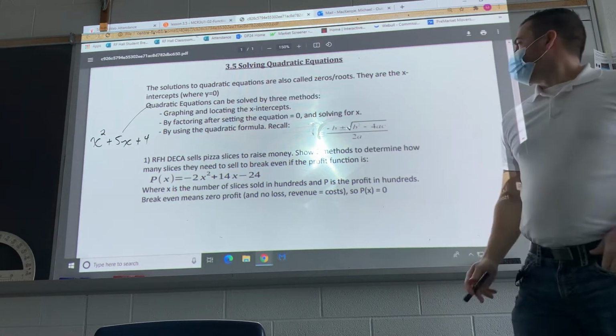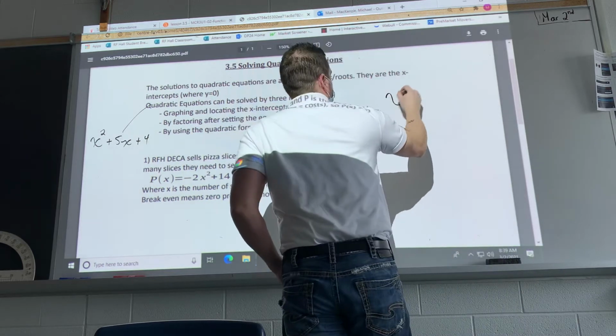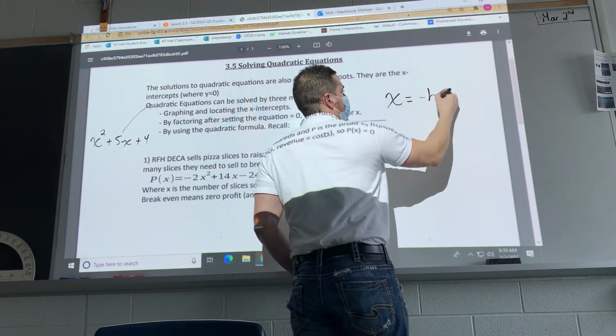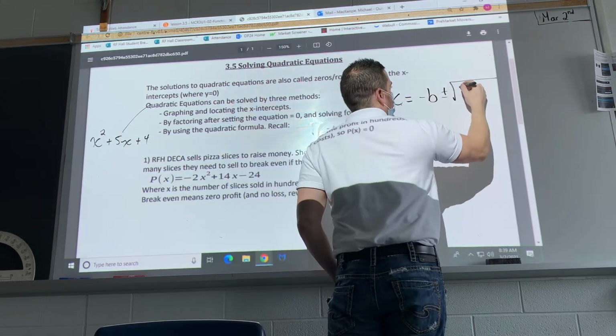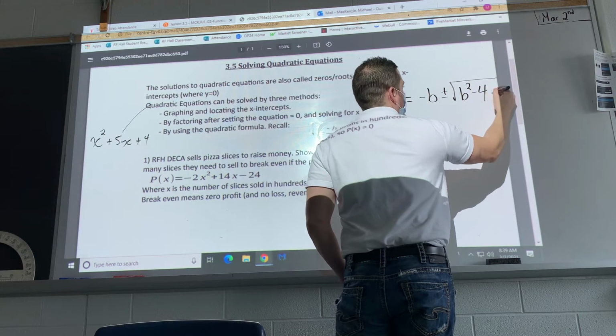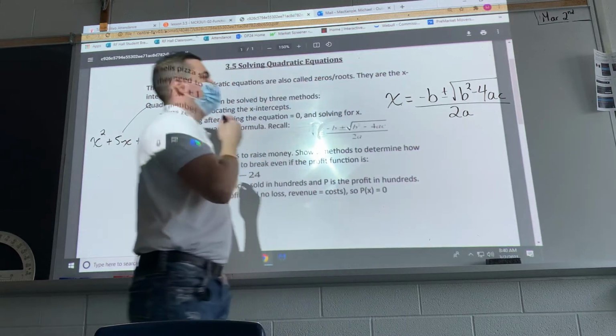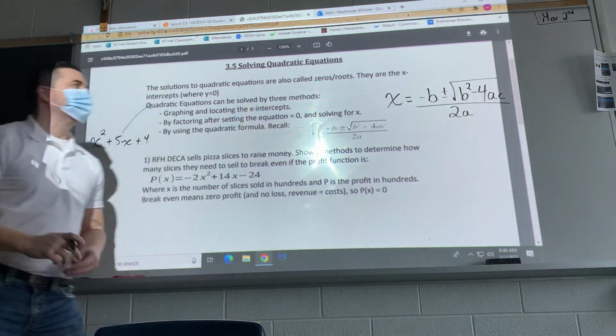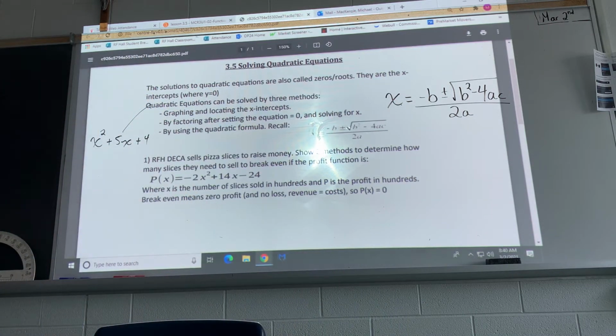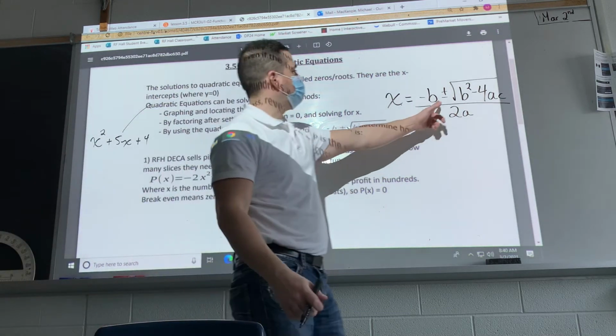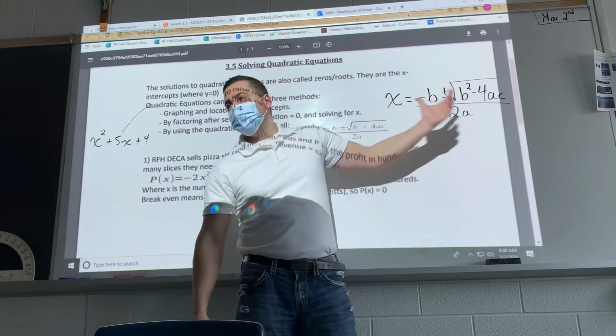Just a reminder, the quadratic formula is negative b plus or minus the square root of b squared minus 4ac, over 2a, for those who can see this here. Remember, when we plug it in and we square root a positive number, we get 2 answers.